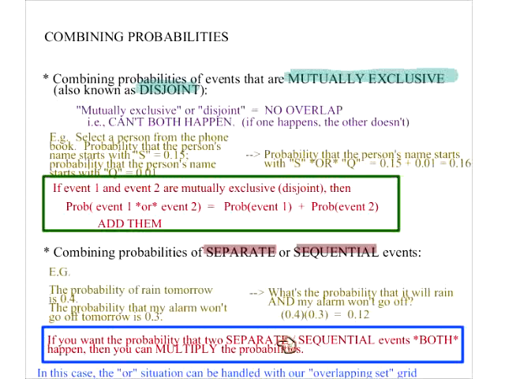Okay, but does everybody at least get these two basic principles? If you have separate events and you want the probability that both of them will happen, you multiply. If you have mutually exclusive events and you want the probability that either one of them happens, then you add. Smiley face if these things make sense, and we'll look at a problem. Okay, looking for a few more smileys here. About half of you guys. Okay. All right, good stuff. Let's take a look.